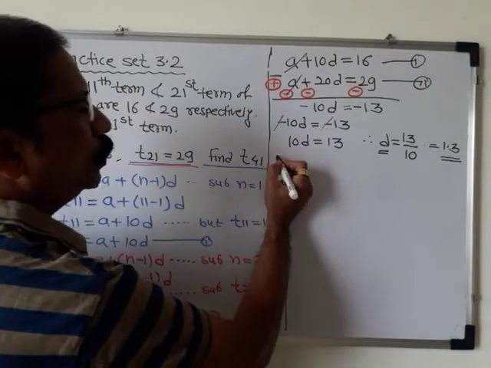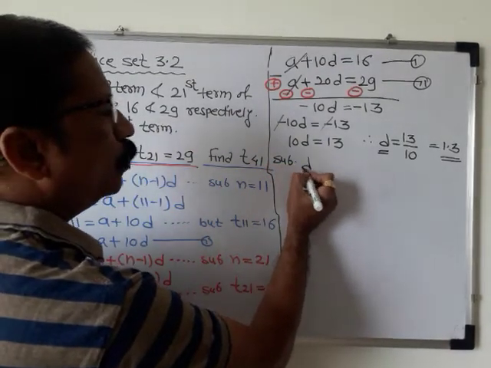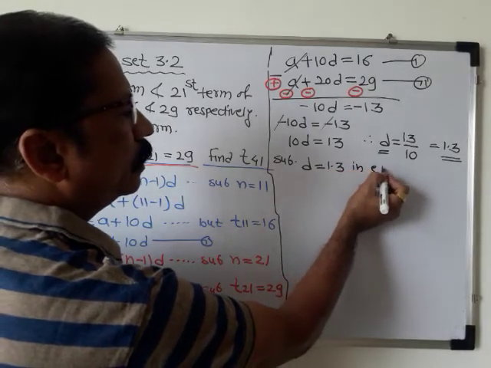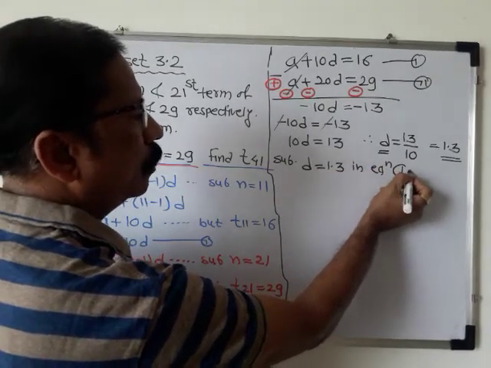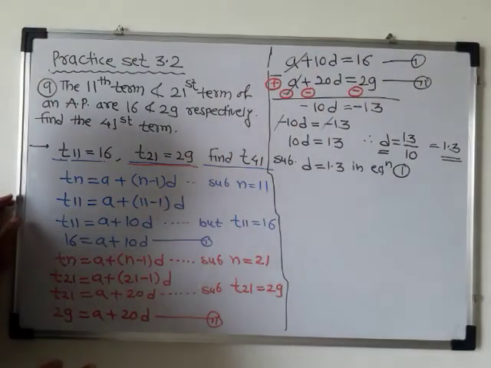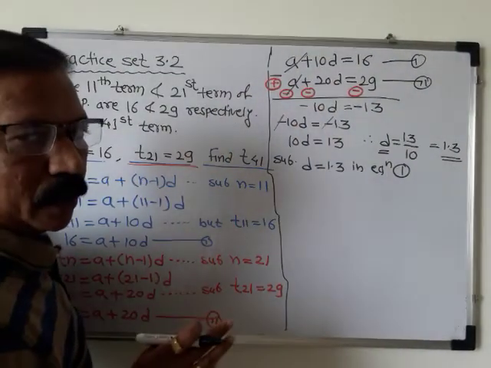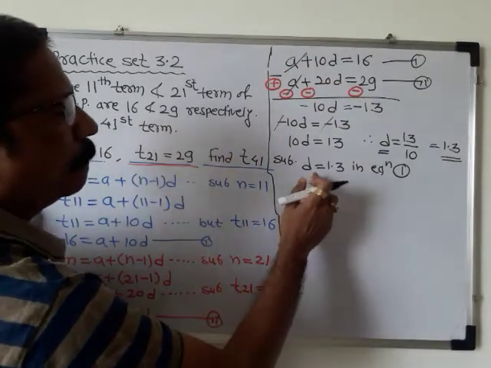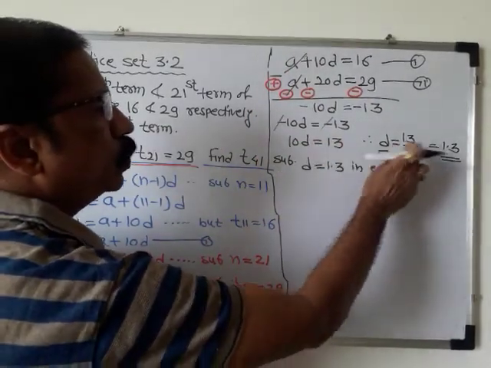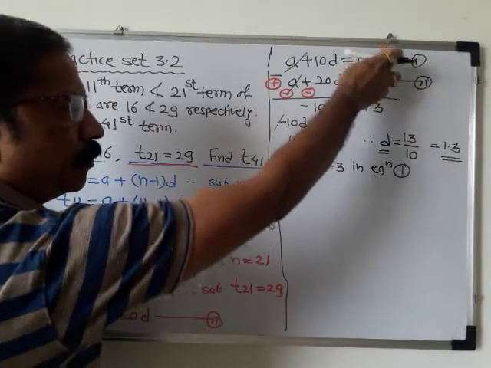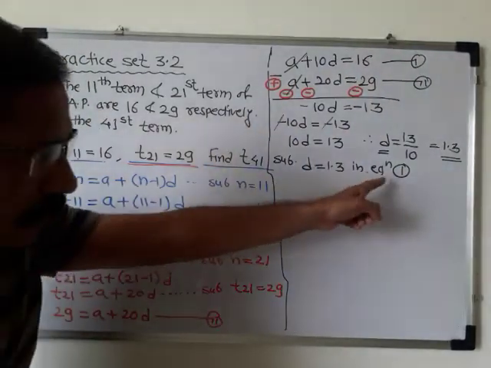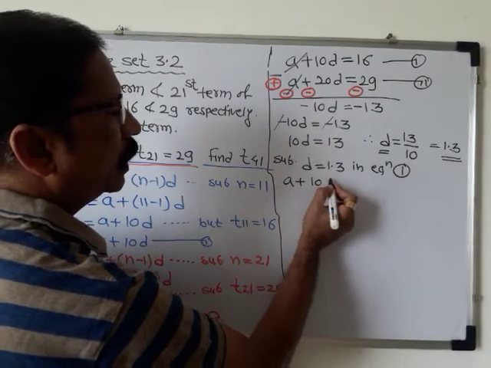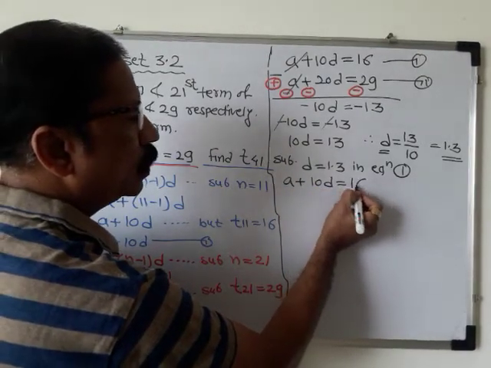Now substitute or put d is equal to 1.3 in equation number 1. You learned in the first chapter, linear equations in two variables, how to solve simultaneous equations. Substitute d is equal to 1.3 in any equation. I selected the first equation, that is a plus 10d is equal to 16.